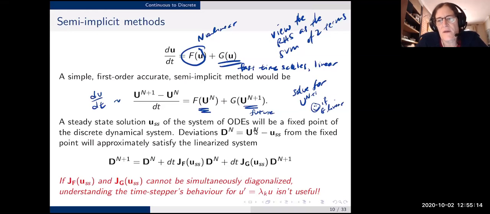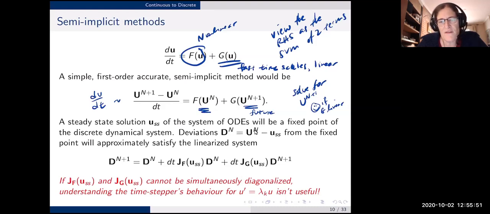The reason these semi-implicit methods were created was that something like forward Euler had a requirement that the time step be small. Semi-implicit methods can often avoid that time step constraint because they do the fast time scales implicitly. And so semi-implicit methods are very popular for PDEs that involve diffusive terms, and they're popular for Navier-Stokes and various hyperbolic systems. So this is a semi-implicit method.